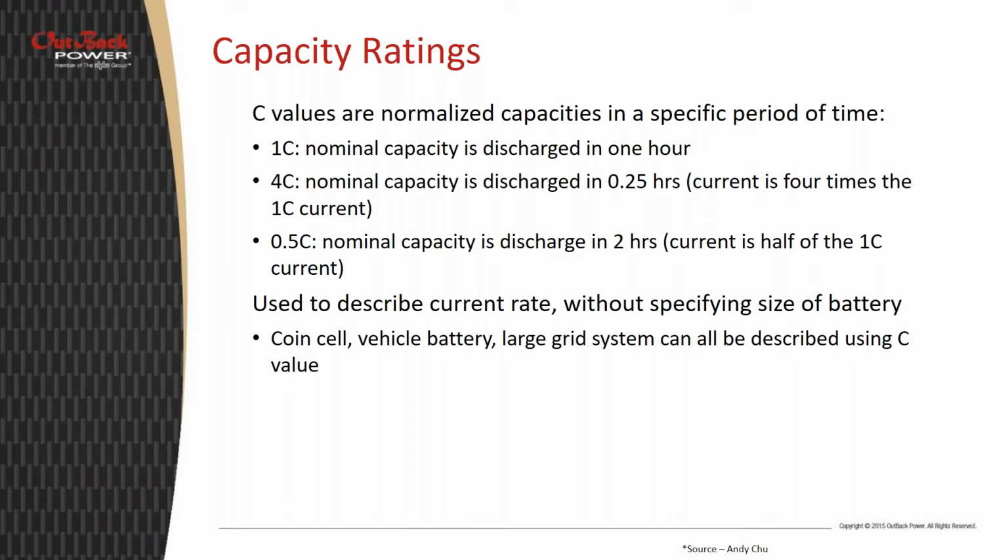So if we use that as our baseline, 4C is then the nominal capacity discharged in 1 over 4 or 0.25 hours. So that means that the current is 4 times the 1C current. So if the 1C current was 1 amp, then the 4C current would be 4 amps. And the opposite is true when you're less than 1. So 0.5C, the nominal capacity is discharged in 2 hours, so 1 over 0.5. So that means our current is half of the 1C current. So again, it would be 0.5 amps if we had a 1C current of 1 amp.